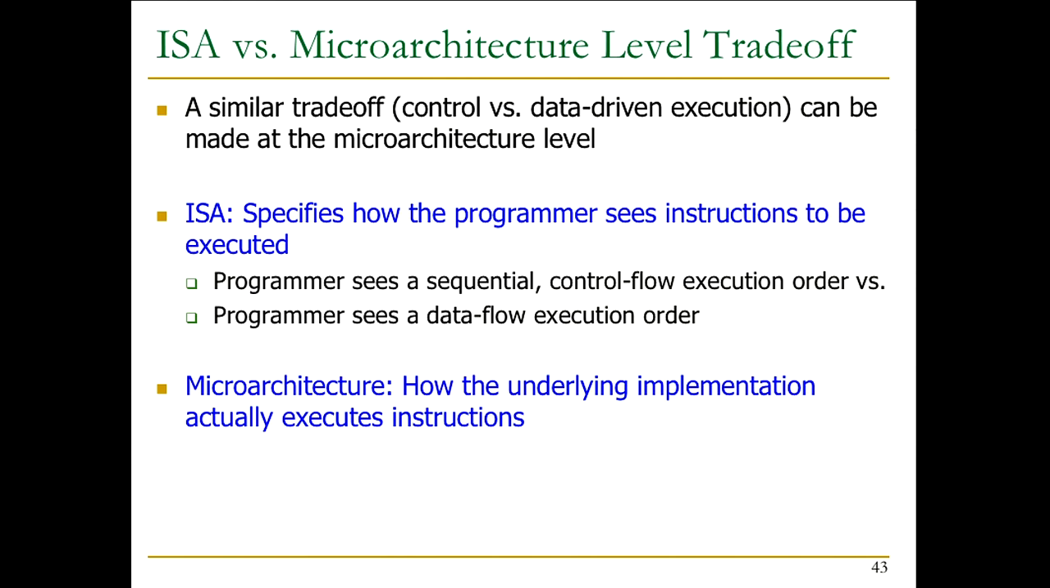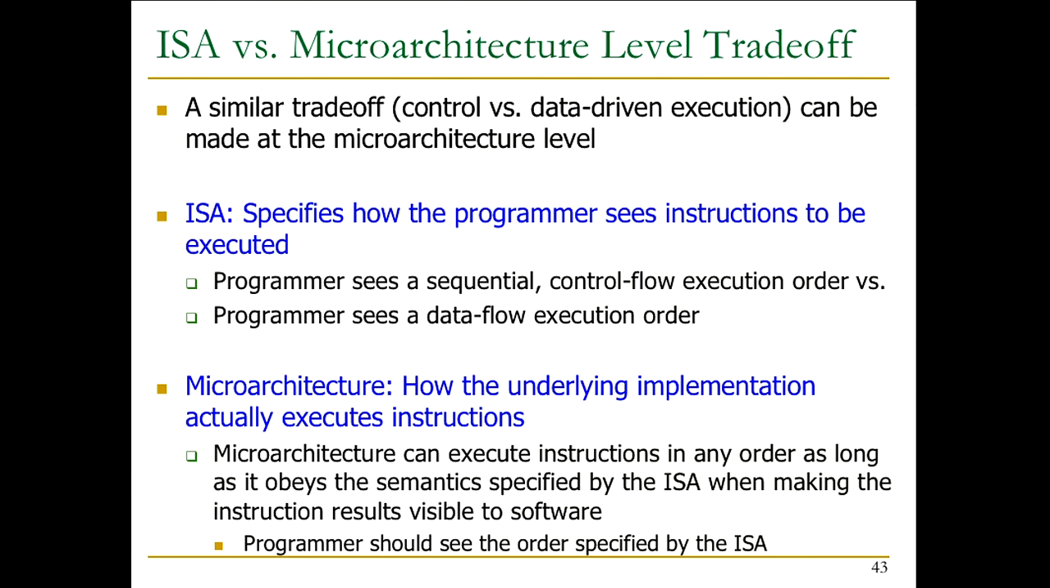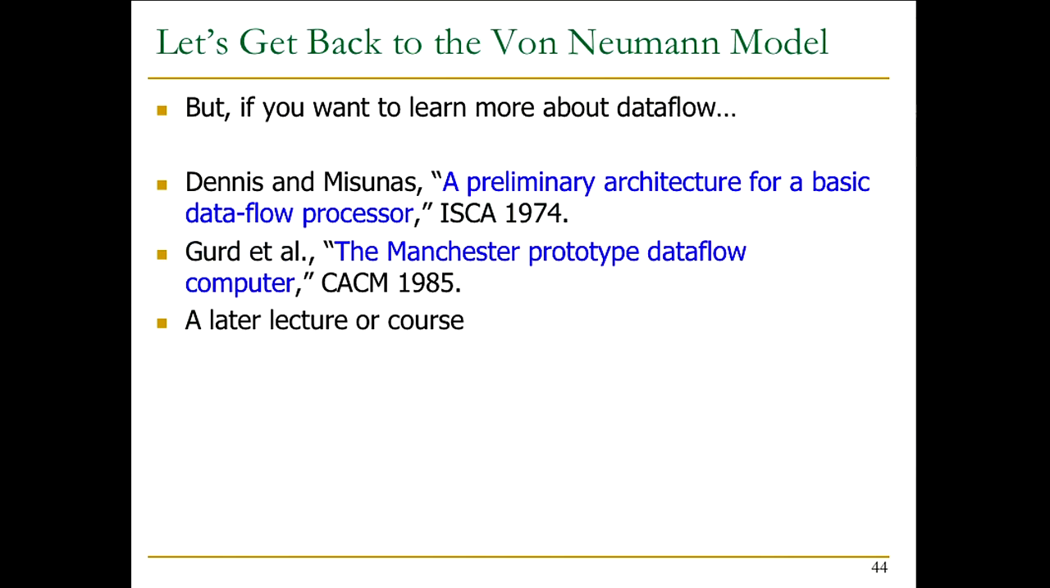So a programmer sees a sequential control flow execution order in the von Neumann model versus the programmer sees a data flow execution order. And in the microarchitecture, again, as long as you obey the semantics specified by the ISA, you can do anything. Just don't make the mess visible to the programmer. Right? When making the instruction results visible to the software, you should be careful. So programmers should really see the order specified by the ISA. So that's exactly why today a lot of high-performance microarchitectures are out-of-order execution with data flow principles, but ISAs are von Neumann sequential ISAs.